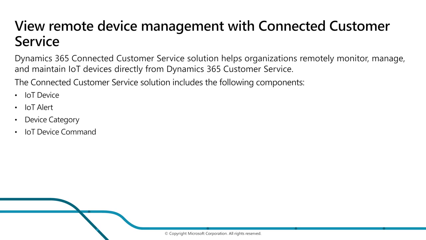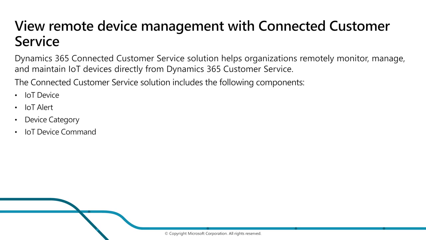We have IoT devices, Internet of Things devices. This is a connected device that can be registered with an IoT hub. We have IoT alerts, and these are alerts that are sent to connected customer service because of a notable event that was logged by the device. So for instance, if it was measuring temperature and it went above the threshold, the IoT device could send an alert.